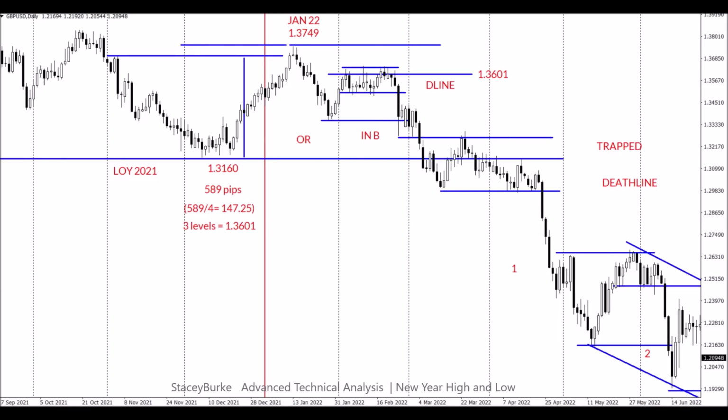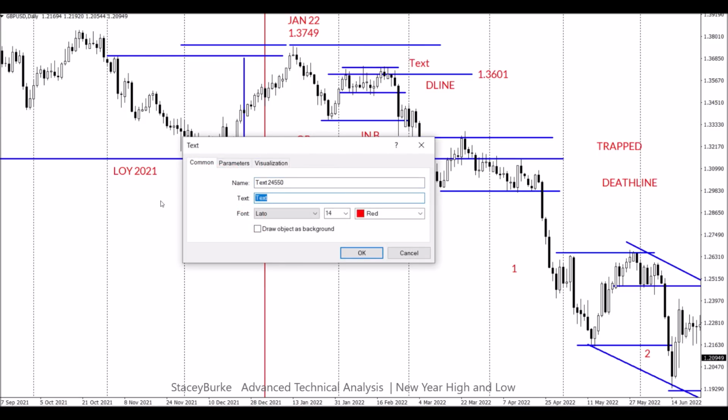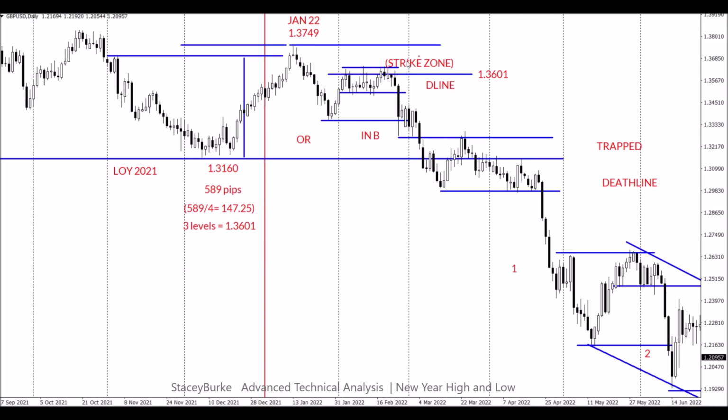Now, just for simple mathematics, we can take the high and low. That's 589 pips. Divide that by 4, which gives us 147.25, which is essentially 150. 3 levels of 147.25 gives us a level of 1.3601. And as I've talked about, that's what we can project as a potential strike zone. An area where if the market puts in a high, we may get a reversal trade in that month.